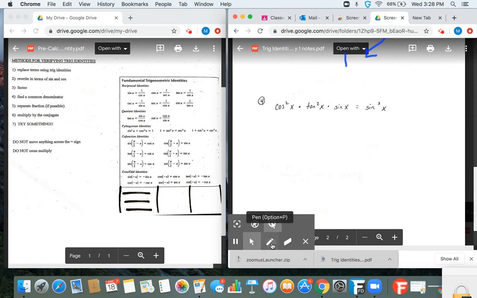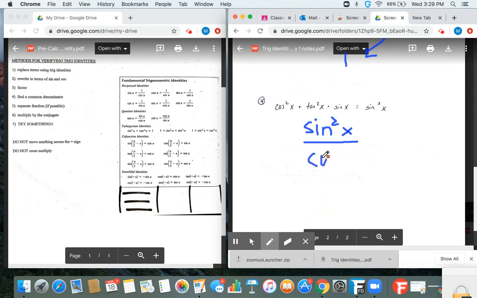All right, last problem. Again, cosine squared times tangent squared x times sine x is going to equal sine cubed x. So all we have to do is rewrite what we're given in terms of sine and cosine and see what we have. I have cosine squared, I have tangent squared, and sine x. So I'm going to get rid of tangent squared right now. I'm going to rewrite it with sine squared x over cosine squared x.